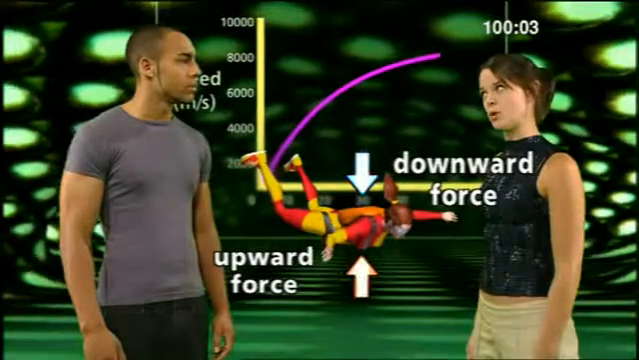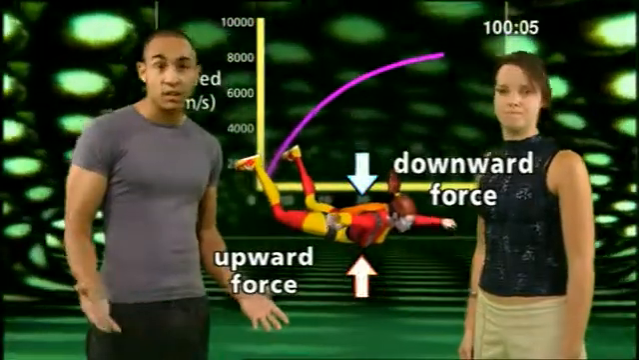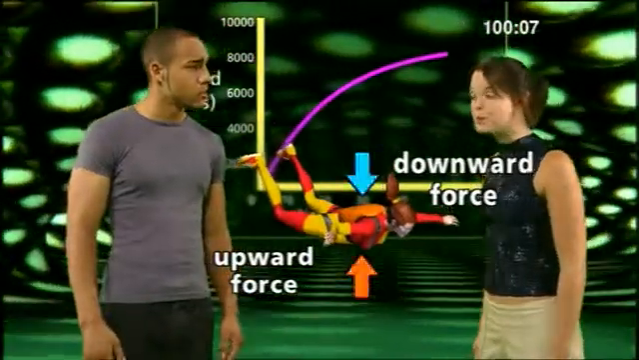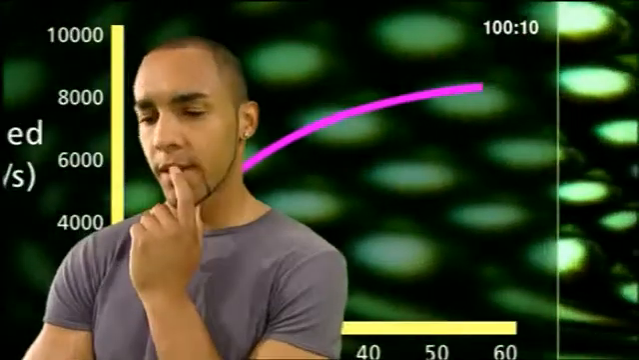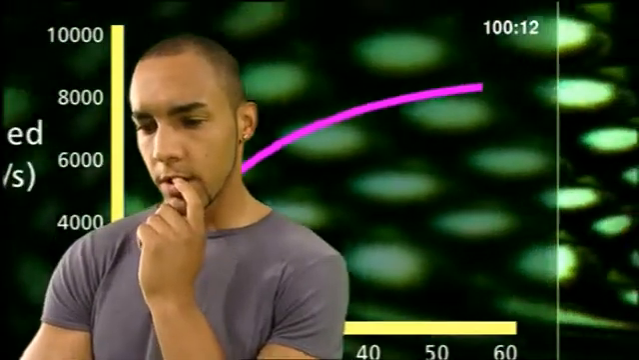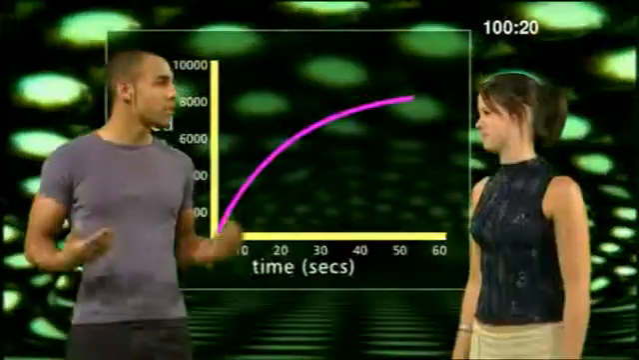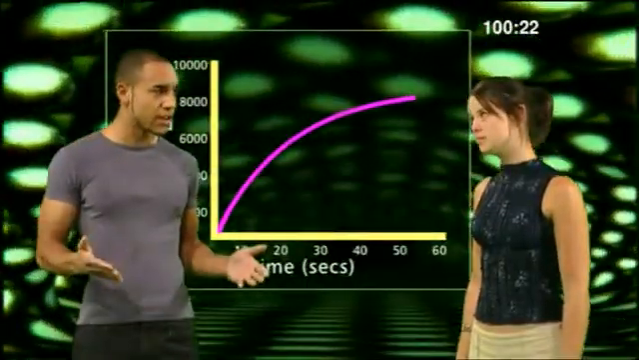So what do you think will happen to her then? Well, she can't just stop in midair. True. So let me think about this. She's got two forces working on her. That's right. Gravity and air resistance. They're equal or balanced. So the speed of the parachutist doesn't change?